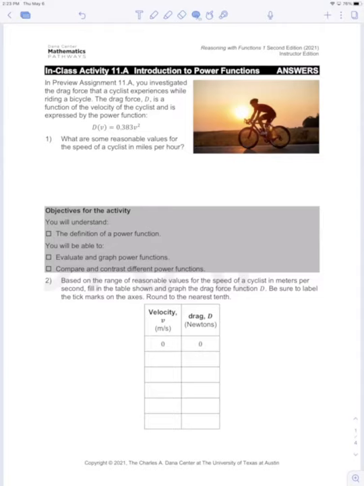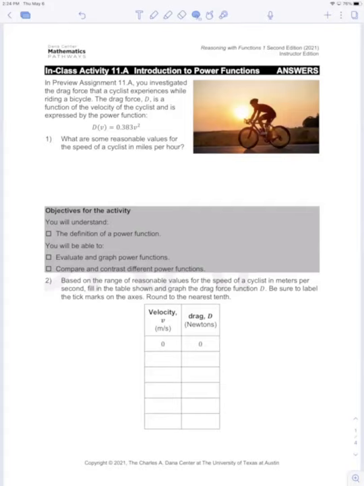In this video, we're discussing in-class activity 11A, Introduction to Power Functions. In preview assignment 11A, you investigated the drag force that a cyclist experiences while riding a bicycle. The drag force D is a function of the velocity of the cyclist and is expressed by the power function D(v) = 0.383 v squared.